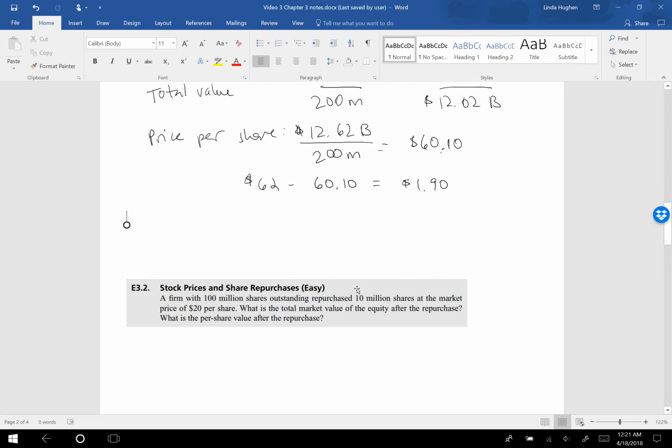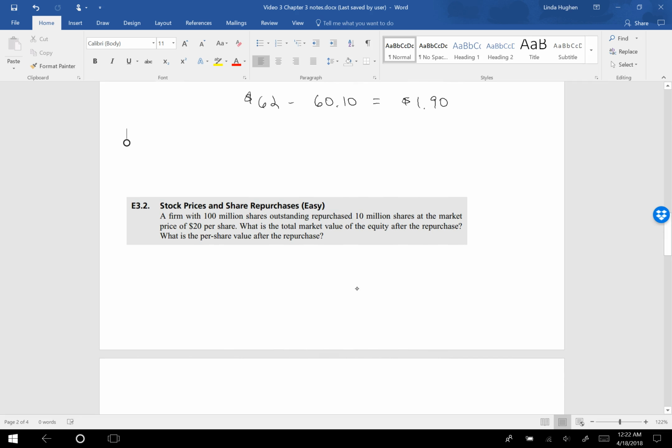All right, next problem we're going to work through, share repurchases. Share repurchases are share issuances in reverse. When a company buys its own stock back at the market price, this should not affect per share value. Here we have an example. A firm with 100 million shares outstanding repurchased 10 million shares at the market price of $20 per share. The question asks, what is the total market value of the equity after the purchase, and what is the per share value after the repurchase?